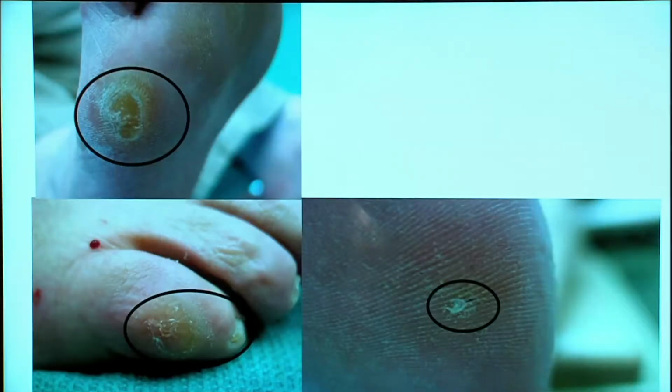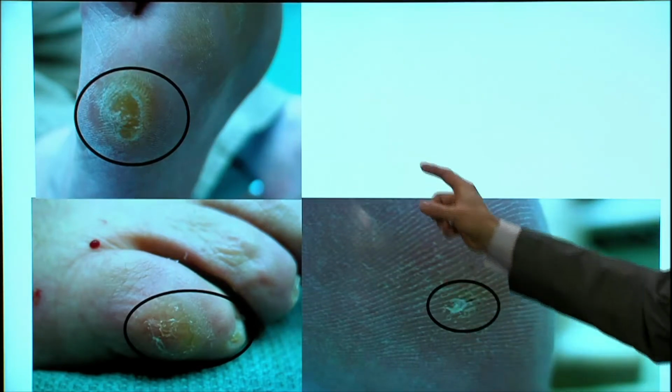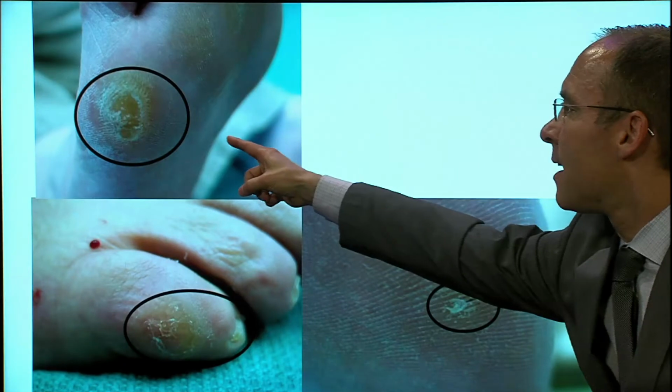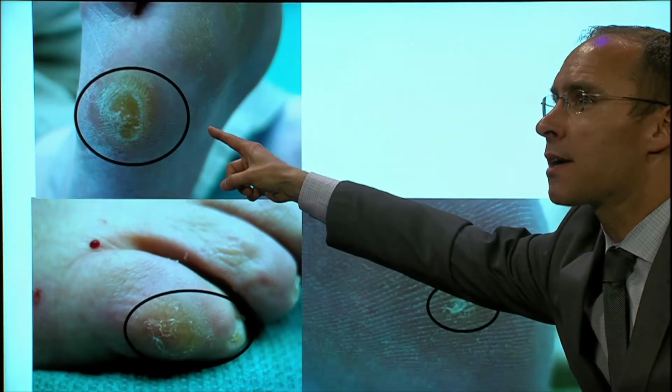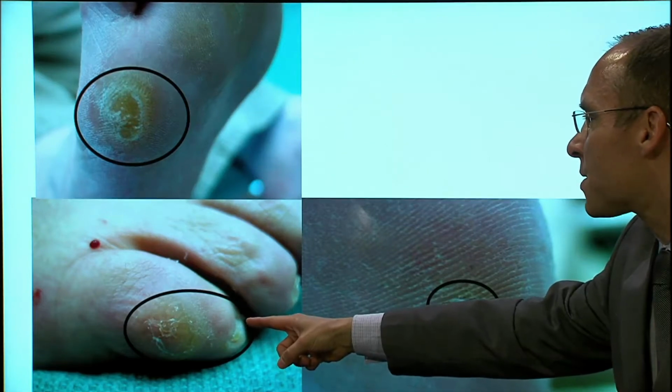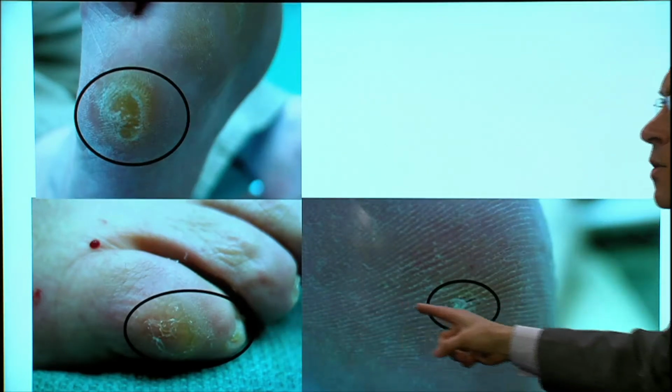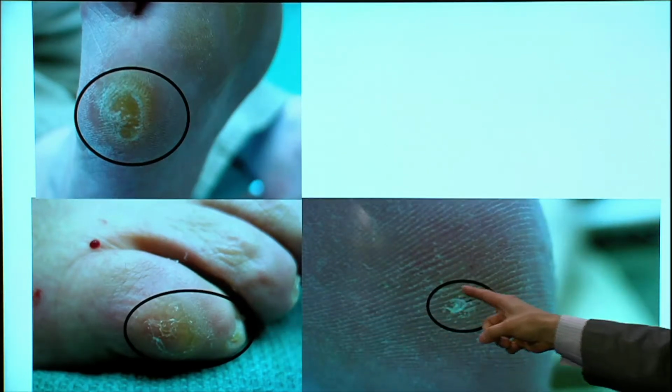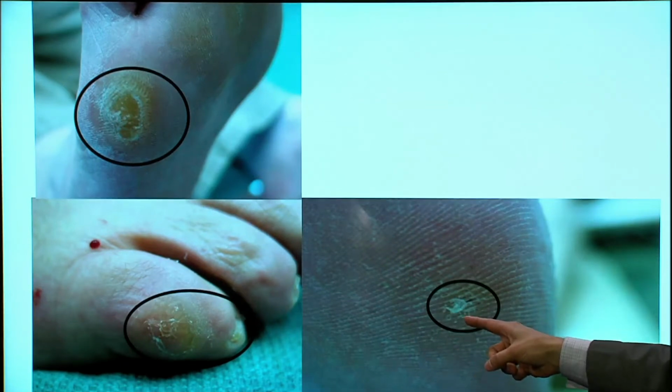Okay, so let's go on to this next picture here. We're going to talk about these. So what are these things? Okay, this thing up on the side, it kind of looks like a wart. If you look over here, there's one big circle, kind of hard skin. Down here, you see some hard skin as well. And then this one right here, you see this little circle with some hard skin right in the center.